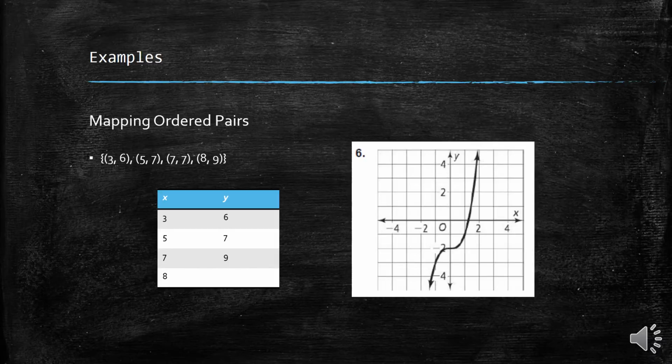Then I draw arrows. 3 matches up with 6, 5 matches up with 7, 7 also matches up with 7, and 8 matches up with 9. This is why we call it mapping. We're taking x values and putting an arrow to the y values that it's associated with. Since all of the x values only have one arrow going from them, this relation is a function.